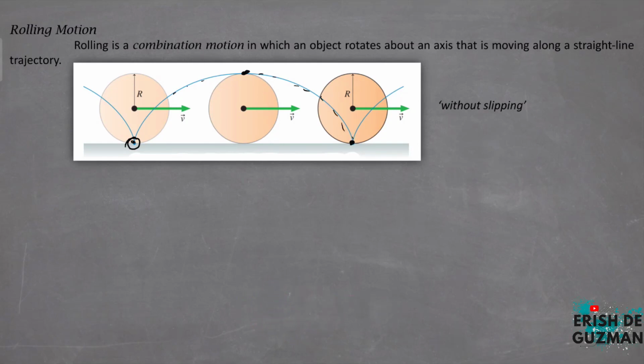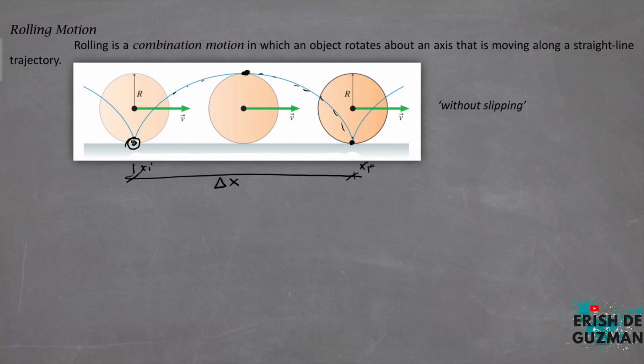So the overall position of the object ay pwede nating i-measure by dito. Say, for example, this is the x or delta x, a change in position from x initial to x final. Ang kinukonsider natin dito is yung point. So sa first figure, nasa bottom yung point. Sa second figure, nasa top na, and then nasa bottom na ulit sa third figure. And because the object doesn't slip, in one revolution, the center moves forward exactly one circumference.